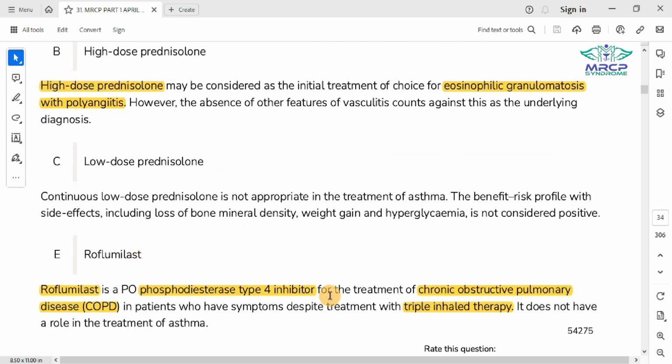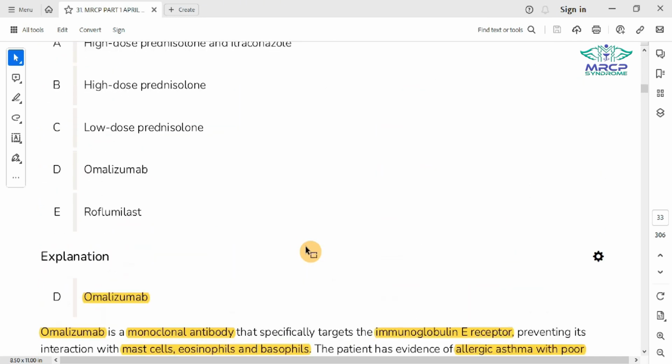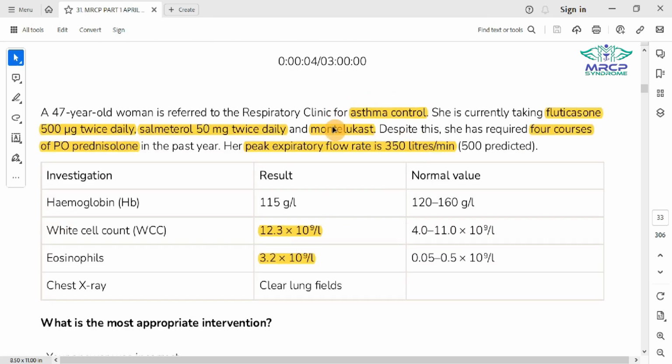And this roflumilast, this is the phosphodiesterase 4 inhibitor. This is indicated in COPD if the patient does not respond to triple inhaler therapy. And in our original scenario, they give you the history of long-standing worsening asthma with features of eosinophilia, and they clearly mentioned the patient developed vasculitis after initiating the Montelukast.